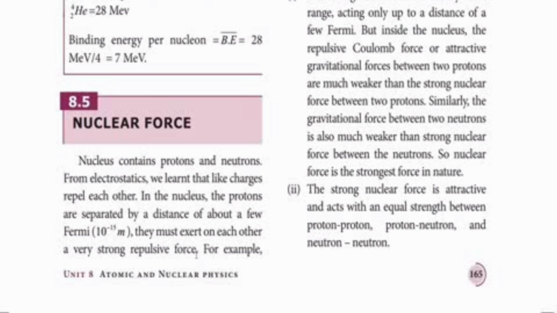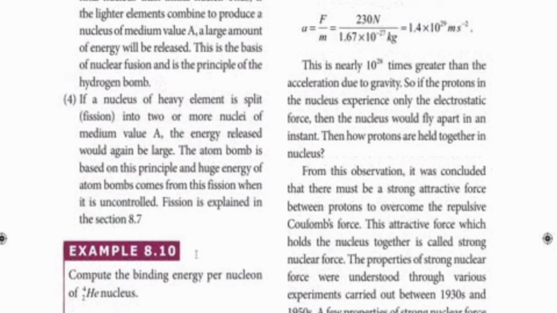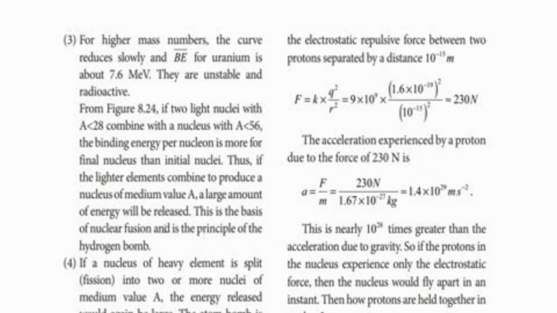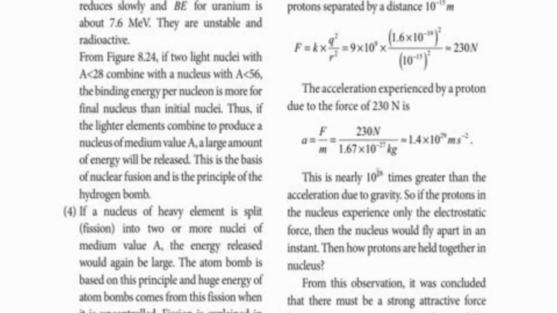But inside the nucleus it is stable because a very strong nuclear force acts between the two protons. That force F is equal to K Q squared by R squared. Substituting that, you will get a force of 230 Newton acting between the two protons. By using acceleration a equal to F by m, substituting that value, you will get 1.4 into 10 to the power of 29.